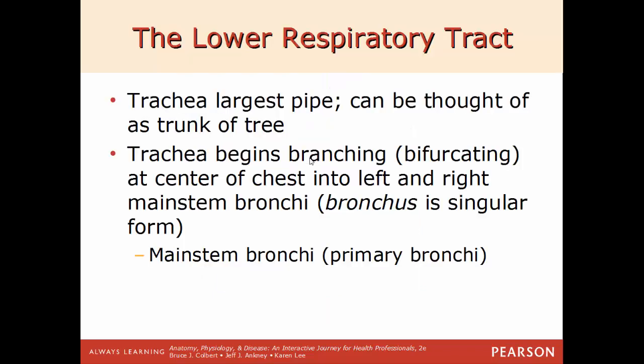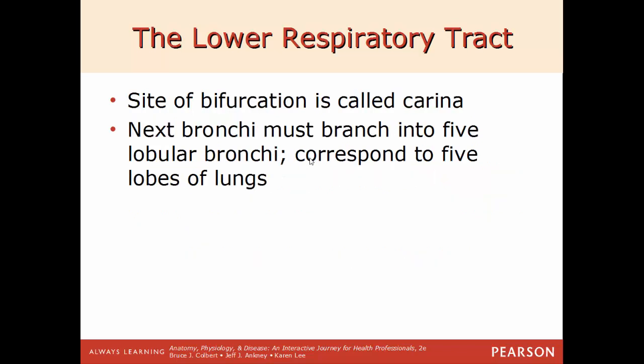So the trachea is the largest pipe of this respiratory system, and it can be thought of as the trunk of a tree. Now, the trachea will begin to branch at the center of the chest into right and left primary bronchi. Bronchi is the plural term, and the single form of that word would be bronchus. There's a left bronchus and a right bronchus. And this branching is called bifurcating. Now, the site where this bifurcation occurs is called the carina. That's the actual site where the trachea splits into two different forks.